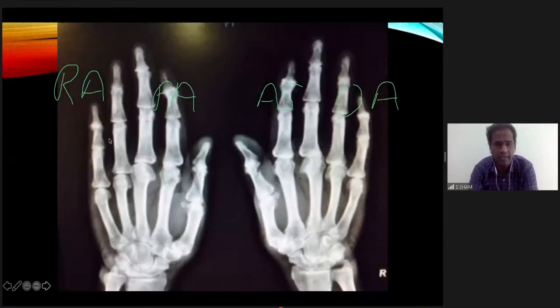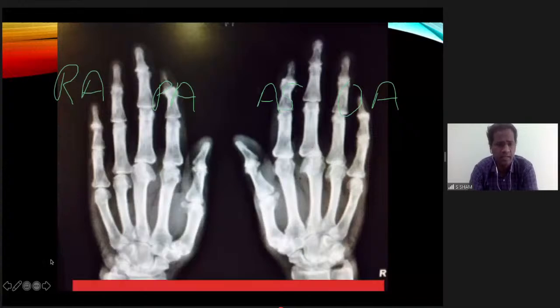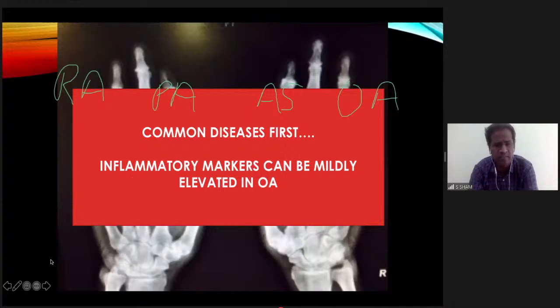So I think you might have got the diagnosis. You can see this is a typical osteoarthritis, more of erosive osteoarthritis. You can see the DIP, distal interphalangeal joints being destroyed. So this is a typical case of osteoarthritis in an elderly female. Always, common diseases first. Definitely osteoarthritis is pretty common. Remember, inflammatory markers sometimes can be elevated even in osteoarthritis. That doesn't make it rheumatoid or any other inflammatory arthritis. There is something called inflammatory OA or erosive OA where these can be elevated.